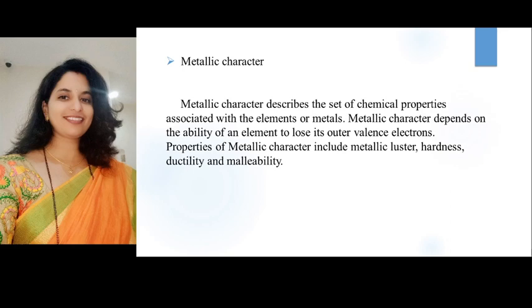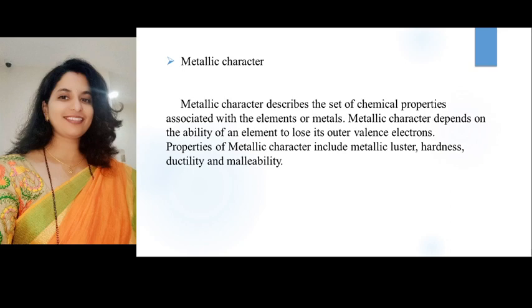Now we will see the metallic character. What is meant by metallic character? Metallic character describes the set of chemical properties associated with the elements or metals. Metallic character depends on the ability of an element to lose its outer valence electrons. Properties of metallic character include metallic luster, hardness, ductility, malleability.